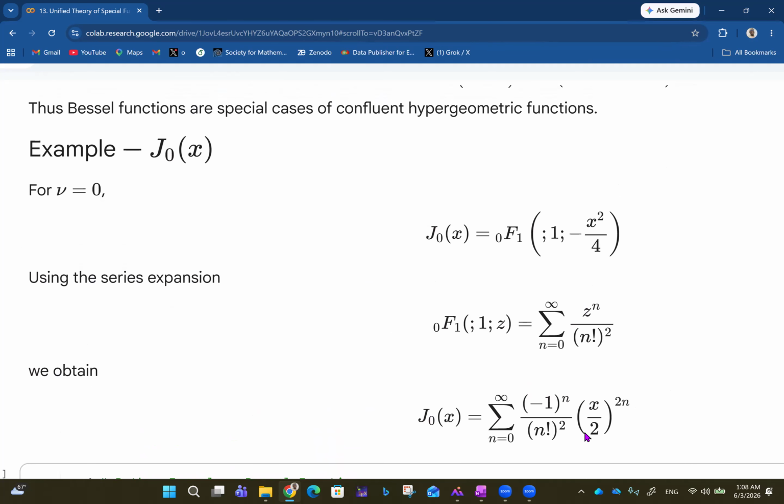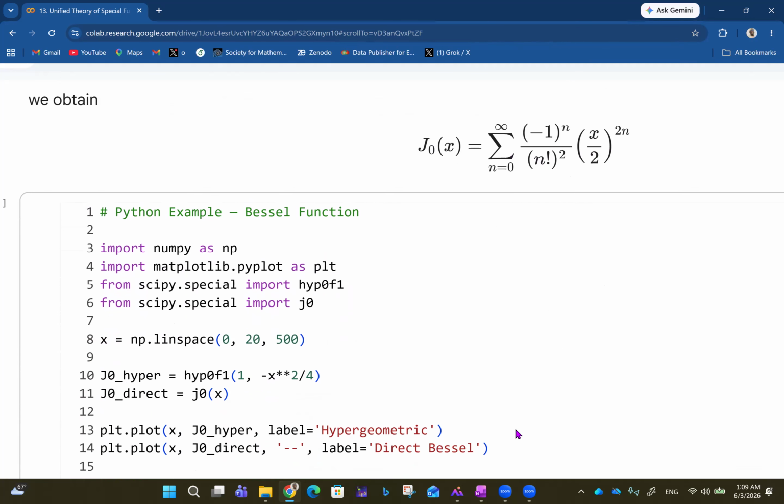So an example of that would be this. If you take nu to be 0, that means that J sub 0 of x will be 0F1 of (semicolon 1 semicolon minus x squared over 4). So if you use the series expansion, you have this now to be equal to the summation from n equals 0 to infinity of z raised to the power n all over n factorial squared. So then we now obtain that this is minus 1 raised to the power n over n factorial all squared, into x over 2 raised to the power 2n. So that'll be the expression we get in terms of hypergeometric expressions.